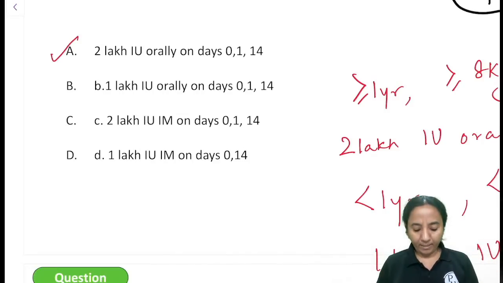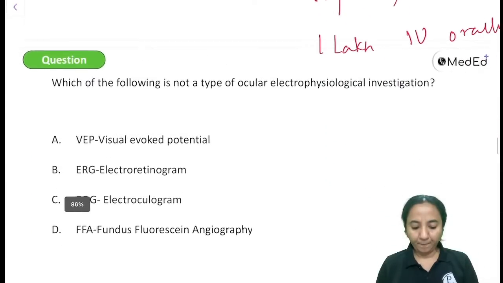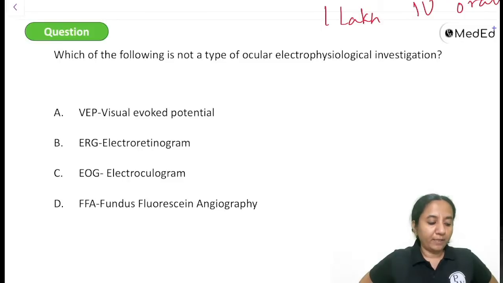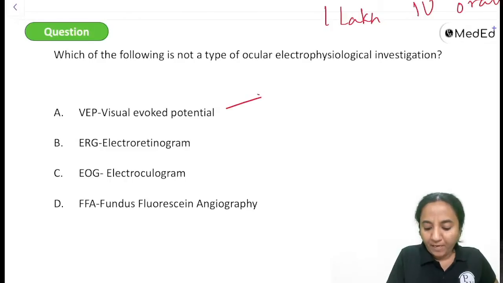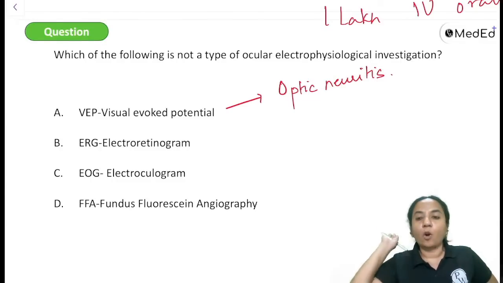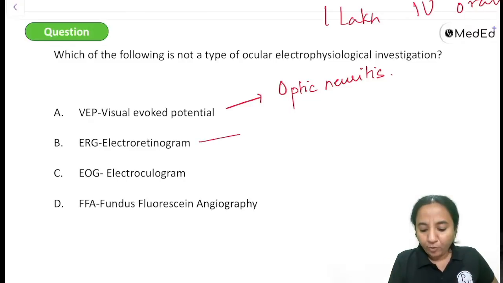Let's go to the next question. Which of the following is not a type of electrophysiological investigation? So which is not electrophysiological? Look, electrophysiological are VEP. Where do we use VEP? This is used in the diagnosis of optic neuritis, visual evoked potential. Here you record the electrical activity from the occipital cortex.